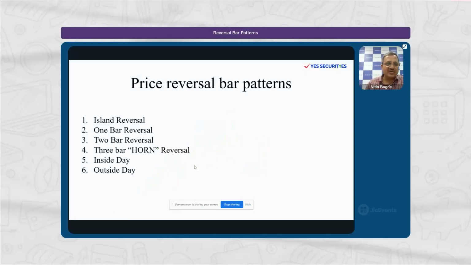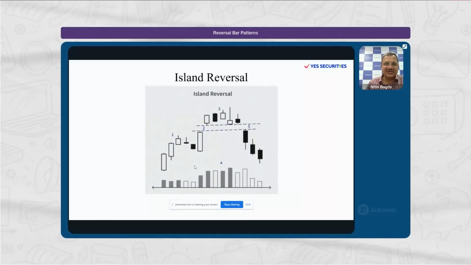In bar patterns, there are only six types of reversals. The first is the island reversal. Island reversal is something like this. In this example I have used candlesticks, but this can be used on bars also. The basic requirement is there should be a good rally, then a gap up, and consolidation, and then a gap down. If these things happen, then it is called an island reversal.